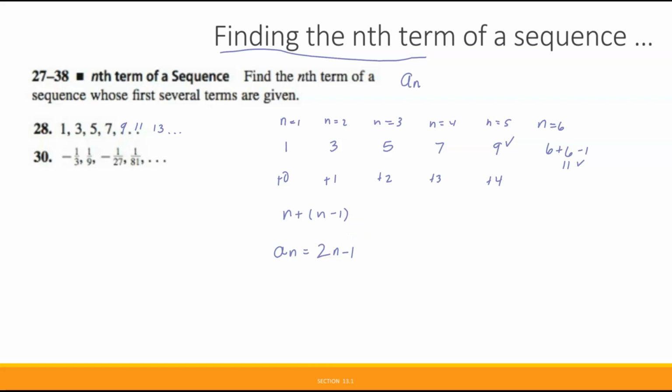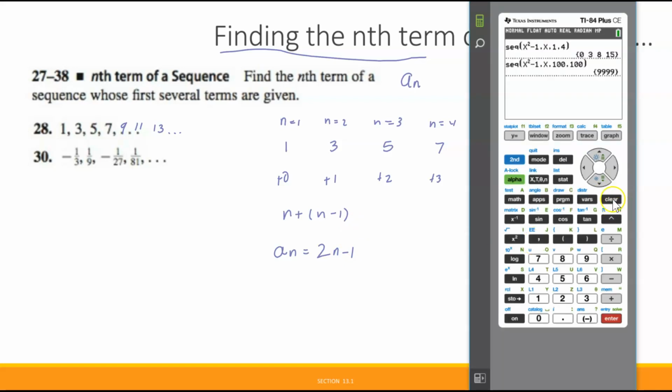Okay, so let's see how that works out. We're going to go into second list, ops. We want to look at the sequence. We think it's 2n minus 1. The variable is x. We're going to start at 1. Let's go out to maybe 6 terms and see if this generates what we think it should. It generates 1, 3, 5, 7, 9, 11. So we're pretty confident in our formula.